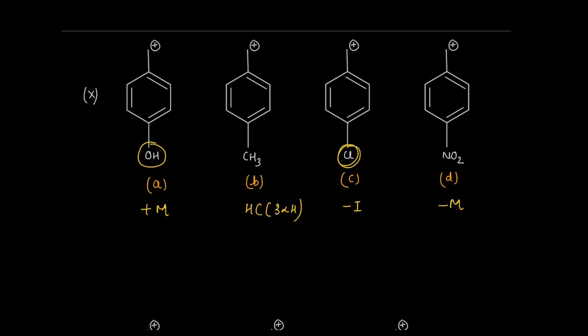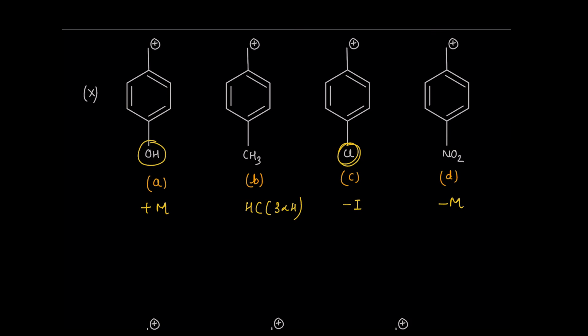Now if we compare, we have seen that the carbocation is stabilized by electron donating groups and destabilized by electron withdrawing groups. So the most electron donating group is OH, that is donating by resonance. So we can say A is most stable. Then we have electron donating by hyperconjugation in B. Then we have two electron withdrawing groups, and the most electron withdrawing group is NO2, that is by -M. So we'll say C, then D.